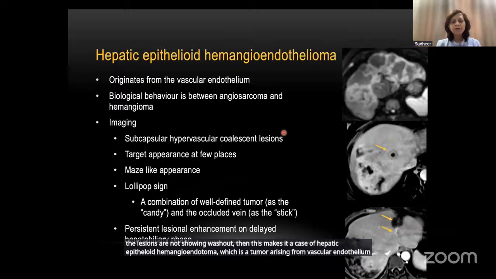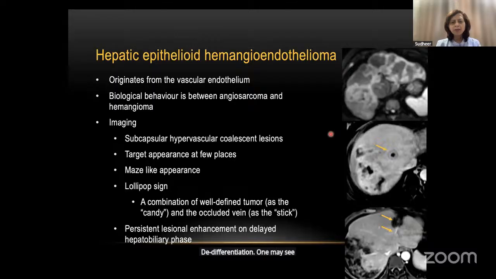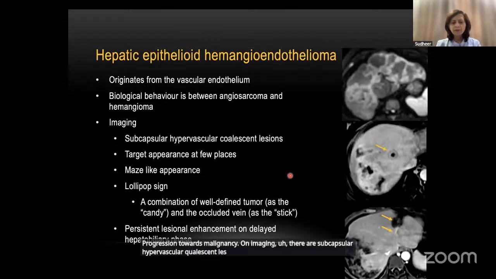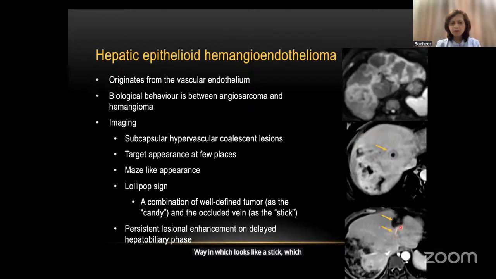Biologically, it behaves between angiosarcoma and hemangioma. And actually, in this entity also, there are various kinds of dedifferentiation. One may see a very benign kind of hemangioendothelioma, or there may be some progression towards malignancy. On imaging, there are subcapsular hypervascular coalescent lesions. Target appearance may be seen at a few places. There may be a maze-like appearance, and the lollipop sign as seen here, where this is the candy and this is the vein, which looks like a stick that is suddenly occluded by the lesion.